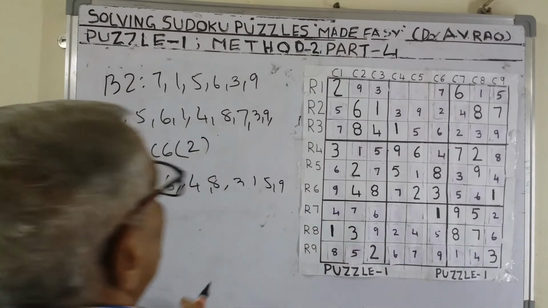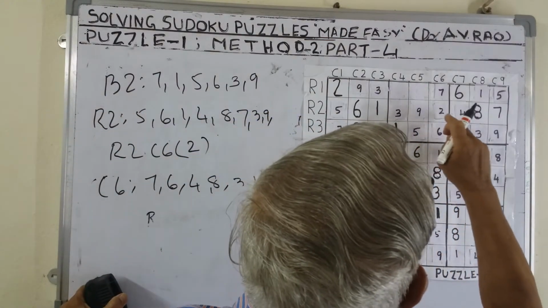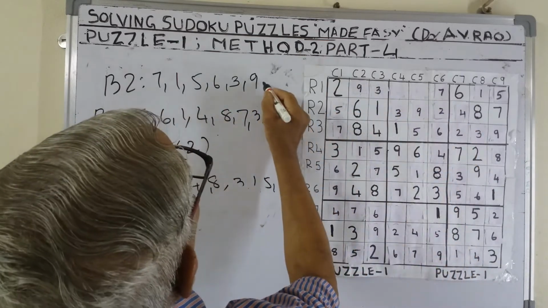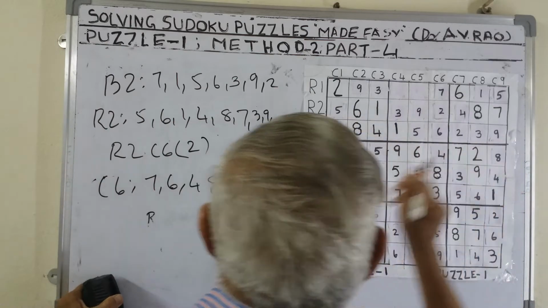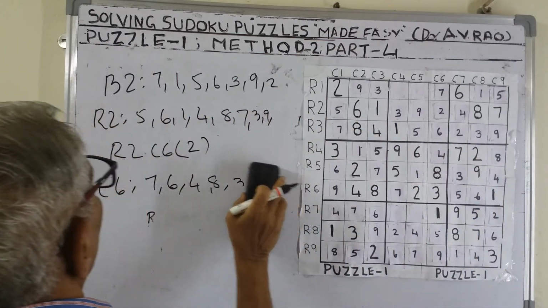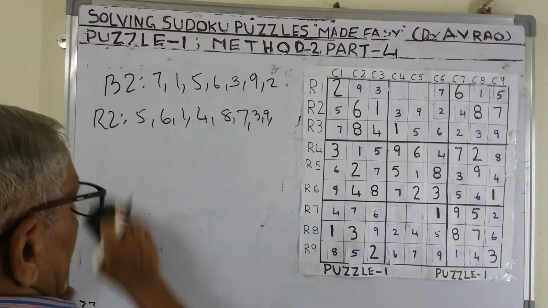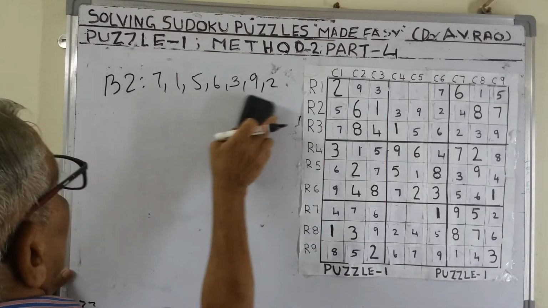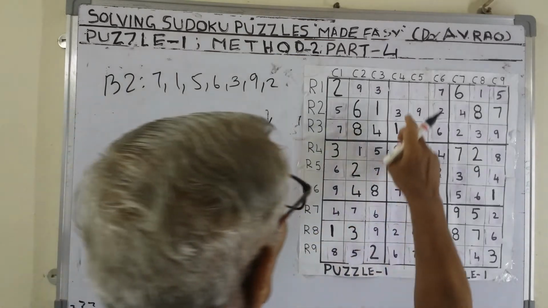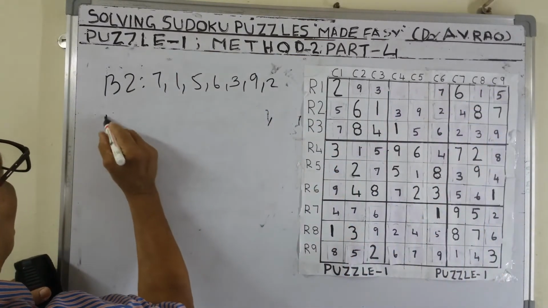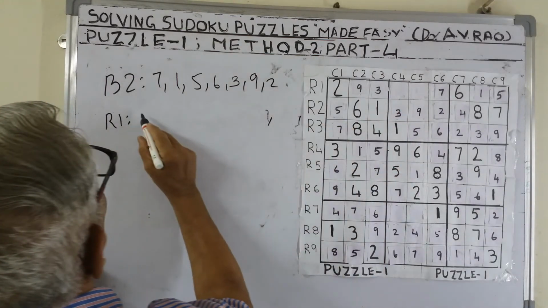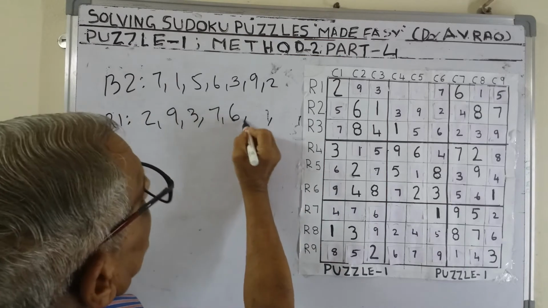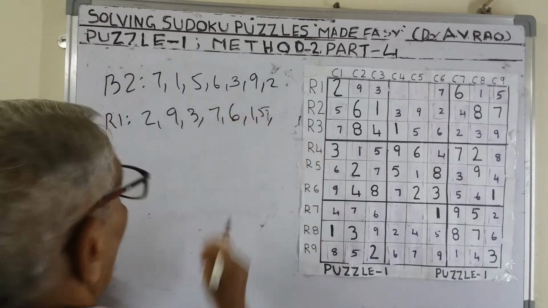Now in the box we have to add 3, 9, 2 also. Row R2 is completed, so we need not erase it. Now let us come to R1. 2, 9, 3, 7, 6, 1 and 5 are in R1.